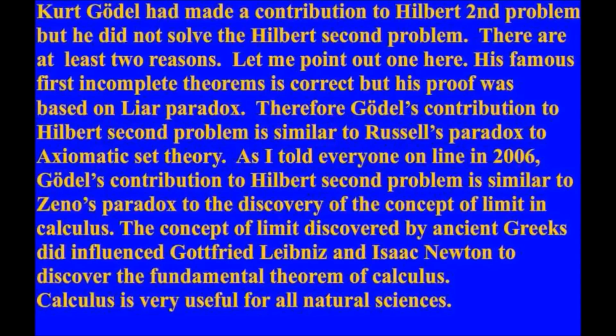Gödel made a contribution to Hilbert's second problem, but he did not solve it, because his well-known first incompleteness theorem is correct, but his proof is based on the liar paradox. Therefore, Gödel's contribution to Hilbert's second problem is similar to Russell's paradox to axiomatic set theory, as I told everyone online in 2006. It is also similar to Zeno's paradox to the discovery of the concept of limit in calculus. The concept of limit was discovered by the ancient Greeks. They influenced Gottfried Leibniz and Isaac Newton to discover the fundamental theorem of calculus. Calculus is very useful for all natural sciences.